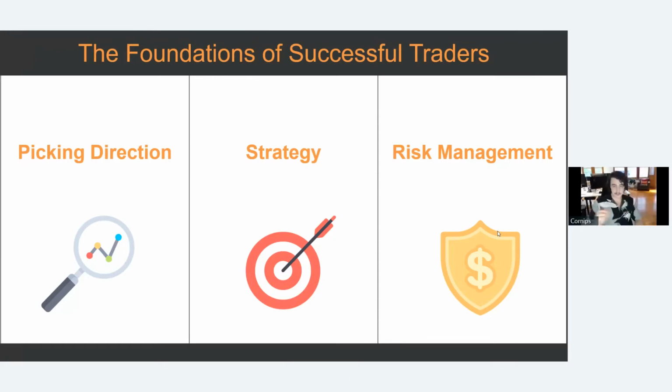You need to be able to pick direction, which is really what the majority of this webcast is going to be about. You need to have a few strategies in your arsenal in order to trade different market conditions. And of course, you need good risk management, because at the end of the day, you're not going to get every trade right. You need a few contingency plans, and you need to make sure that you don't give up all the profits you've made on a handful of bad trades. So if you can become good at picking direction, strategy, and risk management, then in theory, you should be a great trader. But it's easier said than done.